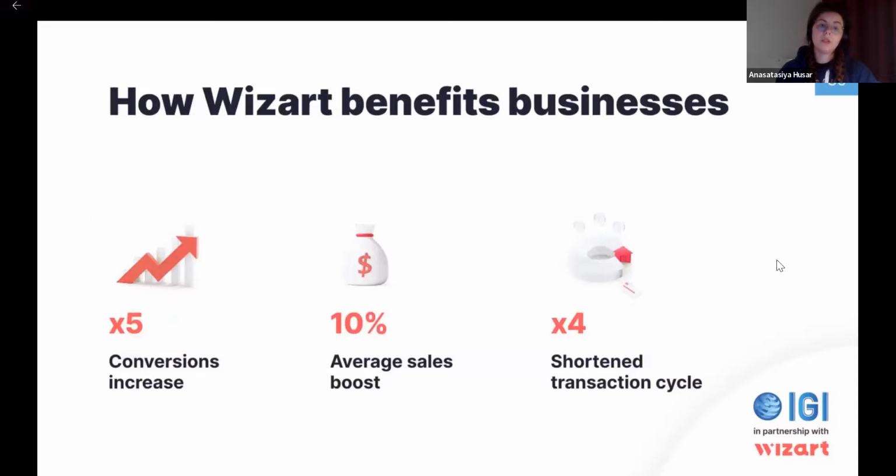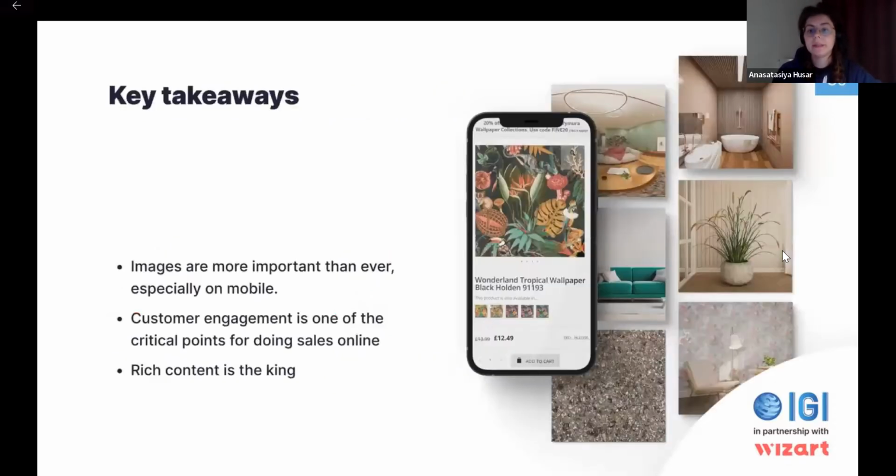So in general, we conducted research using the data provided by some of our clients, because not every client of ours is willing to share their stats. So we ran the research with those who are actually into this. And we noticed that rich content and such high quality product presentation tools like AR visualizer, like our Wizart visualizer, they actually increase conversions up to 5 times. And we also observed 10% average sales boost and 4 times shorter transaction cycle length. Could you please move to the next slide?